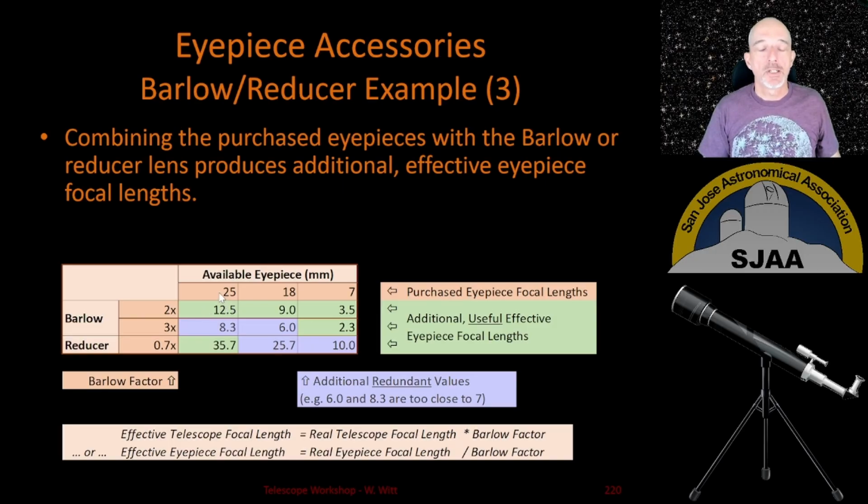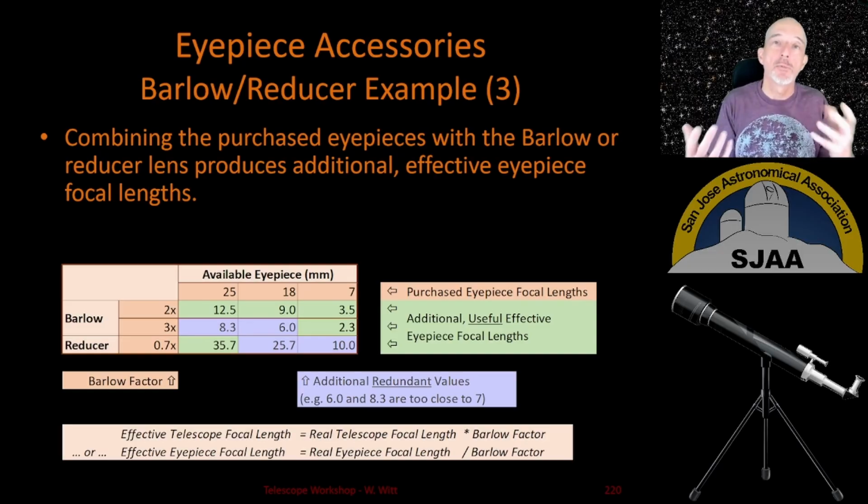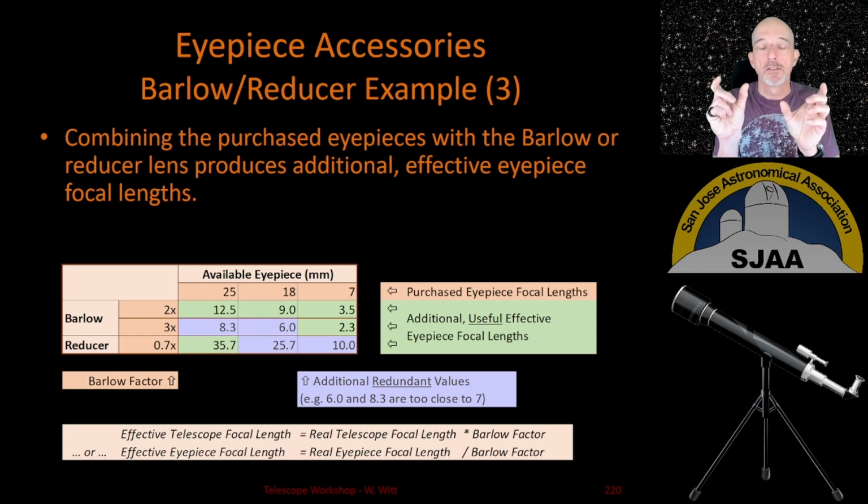Okay, so if I take my 25 millimeter eyepiece and combine it with the 2x Barlow, my telescope system behaves as if I was using a 12.5 millimeter eyepiece. Similarly, if I have my 18 millimeter eyepiece with a 2x Barlow, together they behave as if the eyepiece is a 9 millimeter eyepiece. Earlier, I put this more in the context of the telescope's focal length, saying that a 2x Barlow behaves as if the telescope focal length is doubled, and that's still true. But we can also think of it a little differently. We can think of it as the Barlow dividing the eyepiece focal length by a factor of 2, and that's how we're thinking about it here.